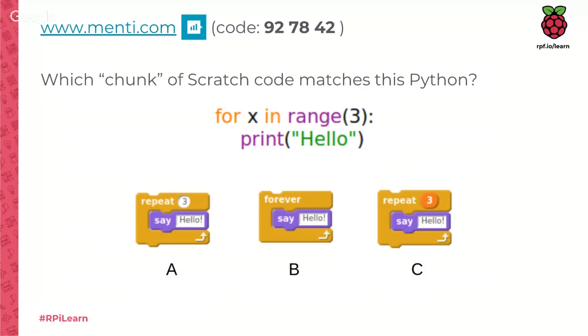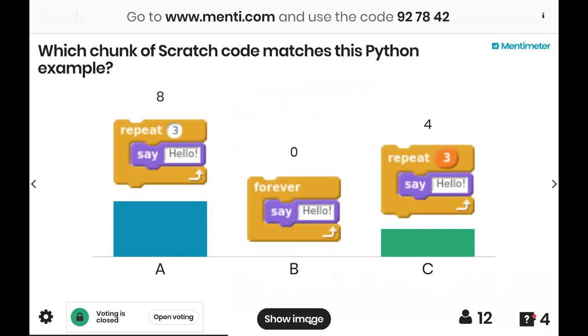Okay, voting is now closed. Let's have a look and see where people went. We're going to hide the image. We have an interesting result here. We still have a little bit of a split. Nobody fell into the trap of going for the forever loop. So we're comfortable identifying the differences between a forever and a finite loop, which is great.